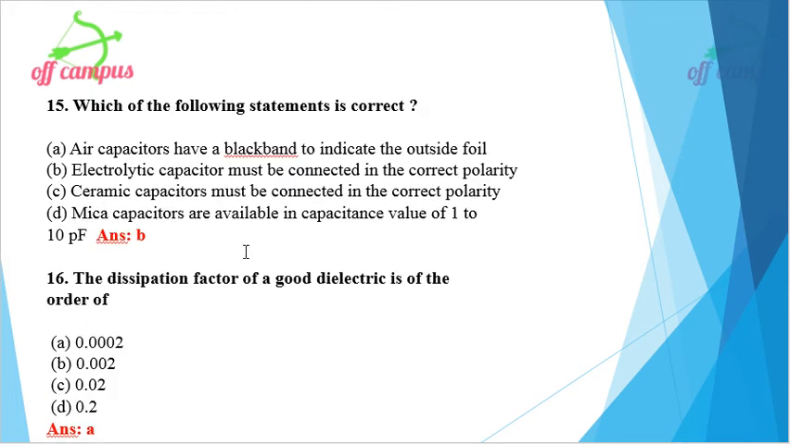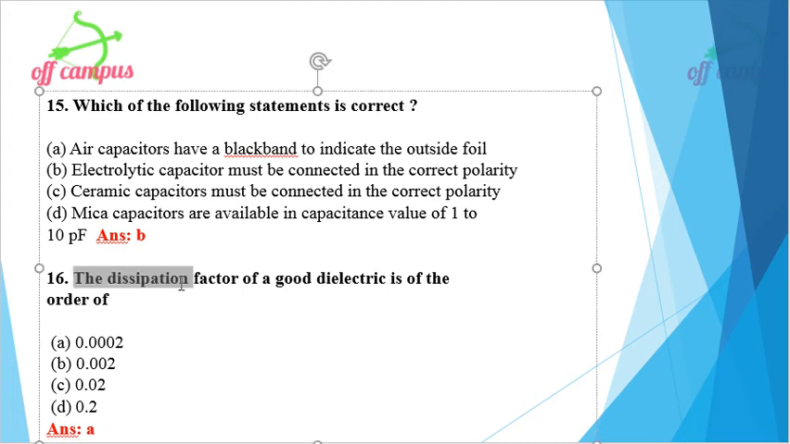Then, which of the following statements is correct? Let us see one by one. Air capacitor has a black band to indicate the outside foil. Electrolytic capacitor must be connected in the correct polarity. This should be the right answer, because electrolytic capacitor must be connected in the correct polarity. Okay, option B is the right option for this problem.